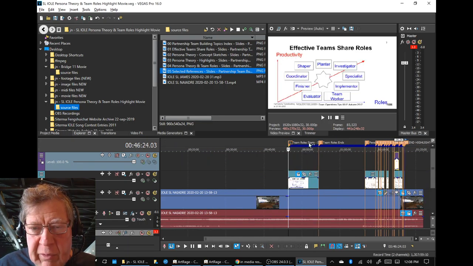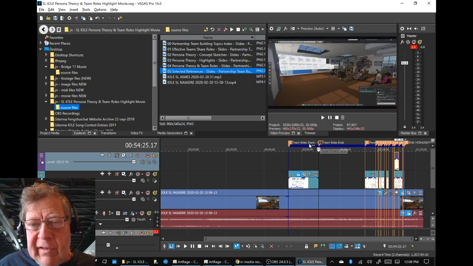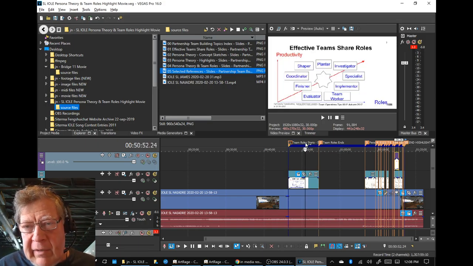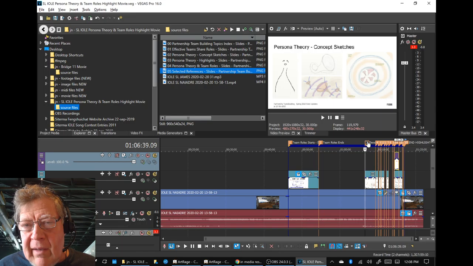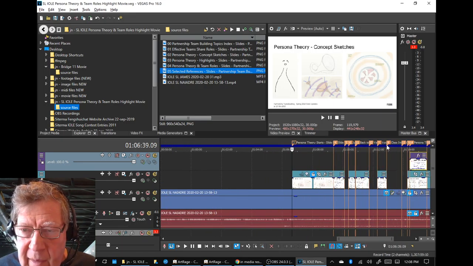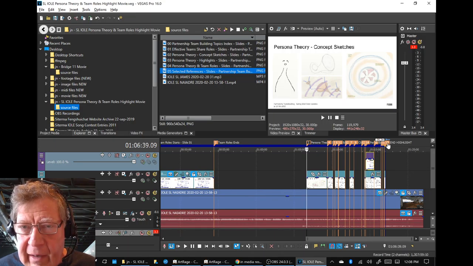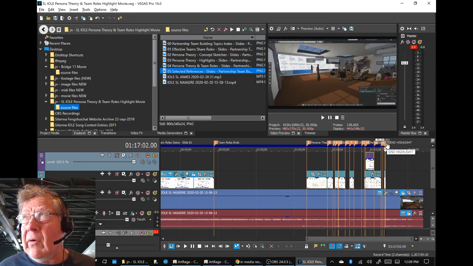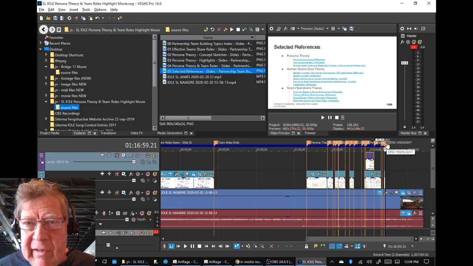This, between marker one and marker two, is the whole introduction to what are team roles. Then from marker three all the way to the end of the highlight is how does persona theory apply to team roles.